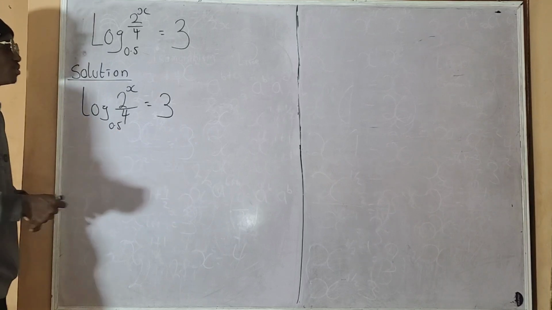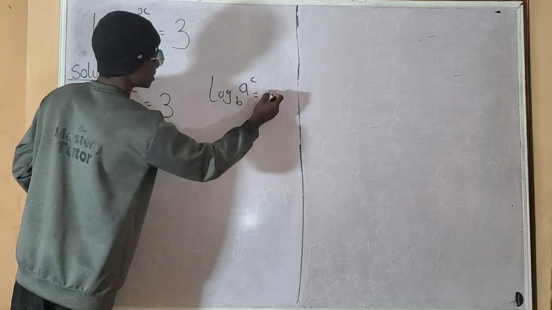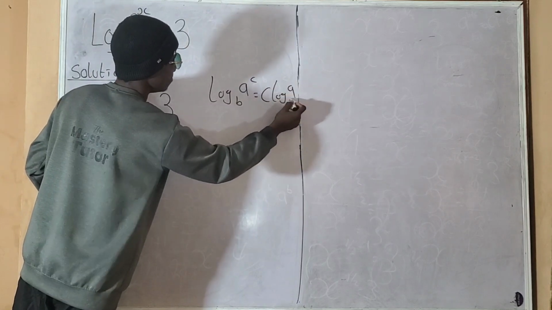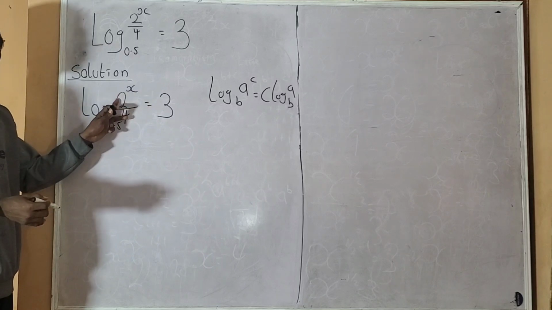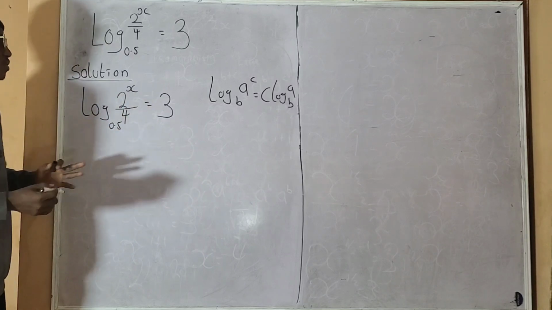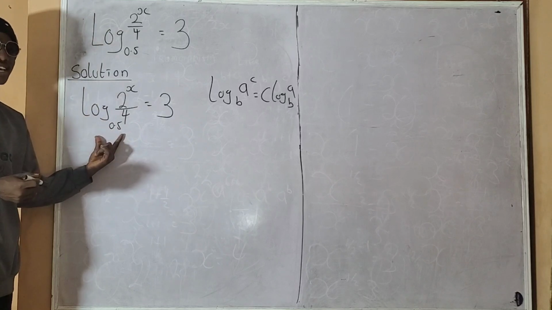Do you know that if you have something like this, maybe log a base b raised to the power of c, this can be written as what? c log a base b, right? But here, this x is only affecting these 2, not this 4. So the best way to approach this question is to first change this to index form.